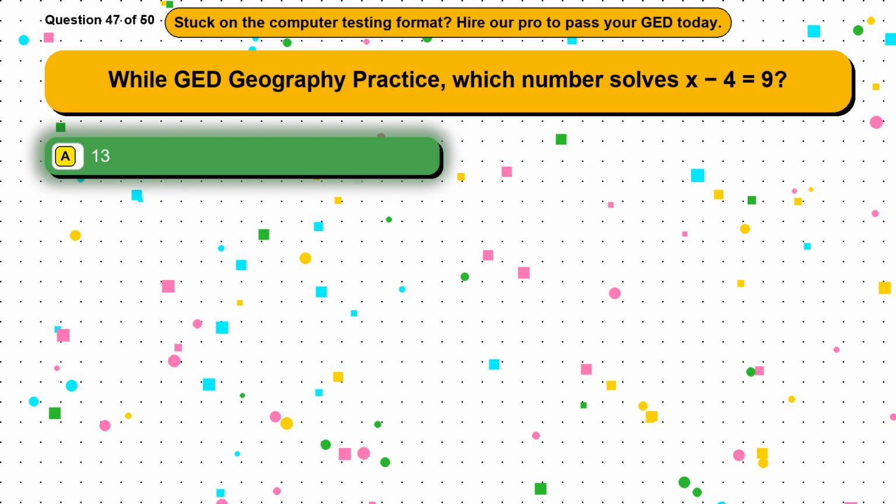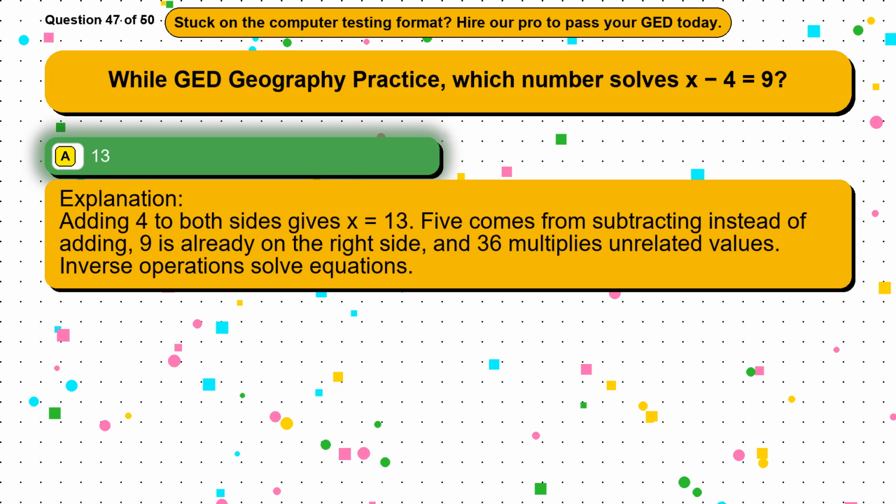The correct answer is option A, 13. Adding 4 to both sides gives x equals 13. 5 comes from subtracting instead of adding, 9 is already on the right side, and 36 multiplies unrelated values. Inverse operations solve equations.